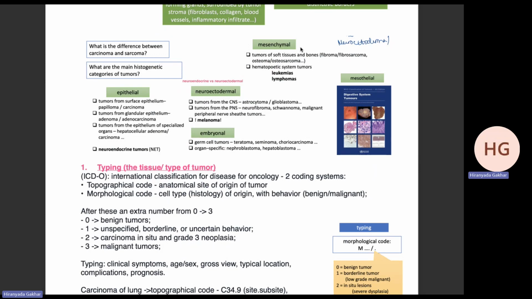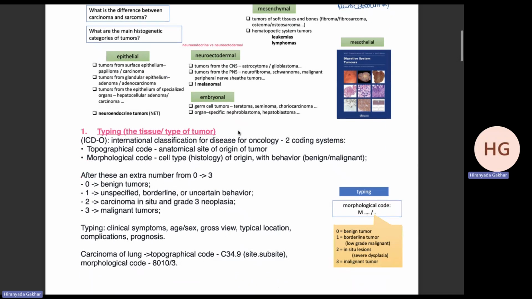So wherever you find your connective tissue, your hematopoietic system tumors, leukemias, lymphomas, or soft tissue tumors, fibroma, fibrosarcoma, or maybe from the bones. So you have an osteoma or an osteosarcoma. There can also be from the adipose tissue, which is a lipoma or a liposarcoma. So again, typing is the type of tissue or the type of tumor.